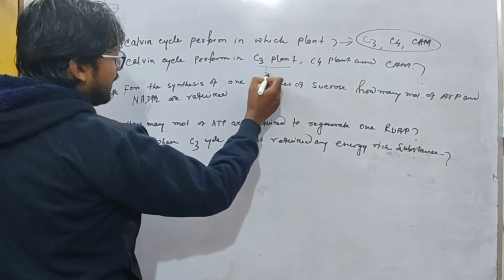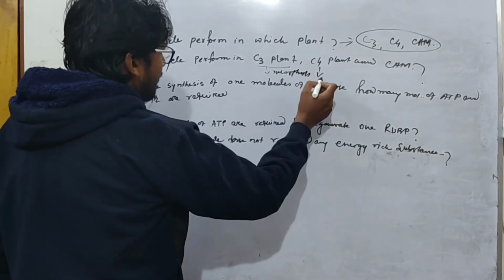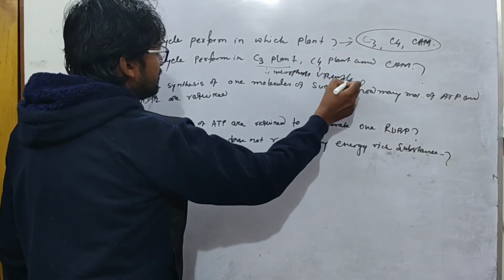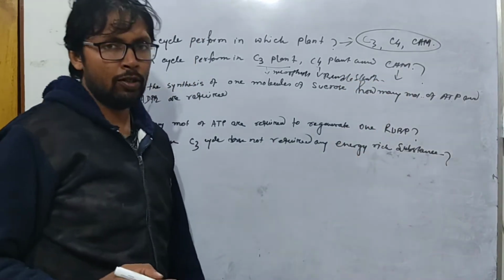In C3 plants it is the mesophyll, in C4 plants it is the bundle sheath cell, and in CAM it is the mesophyll also.